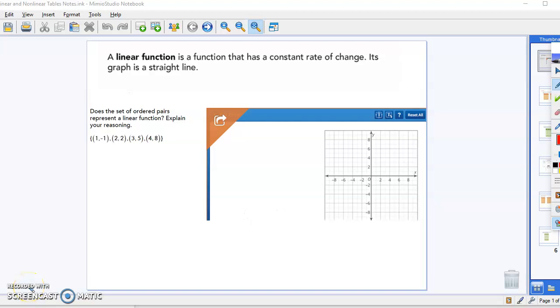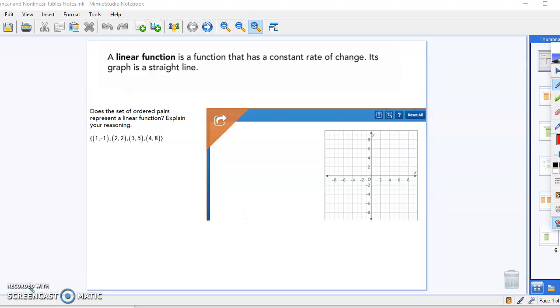Hello, everybody. Today we're going to talk about still the difference between linear and nonlinear, but now we're going to focus on the table of values. So yesterday we talked about the difference between what linear and nonlinear graphs look like and what the equations look like. So remember that a linear function is a function that has a constant rate of change. And of course, what we said yesterday is its graph is a straight line.